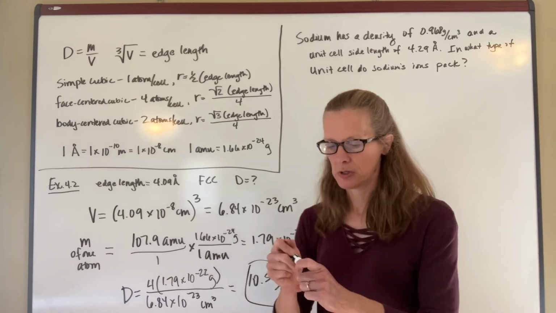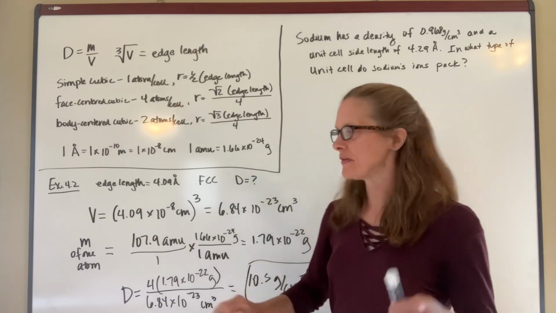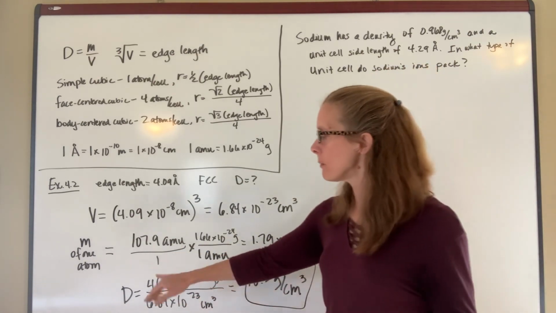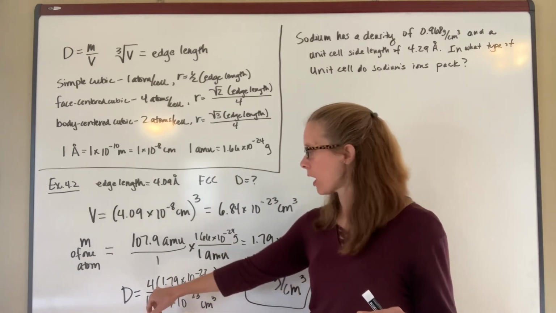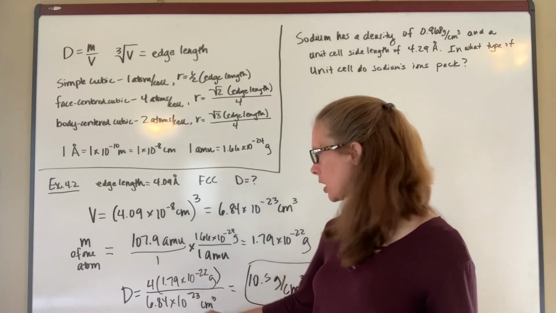Okay, so not too hard, right? You're going to take the edge of the cell, calculate the volume, find the mass of one atom, convert it to grams. So it's really just a lot of conversion. And then remembering how many atoms there are per unit cell for whichever particular element that you're talking about.